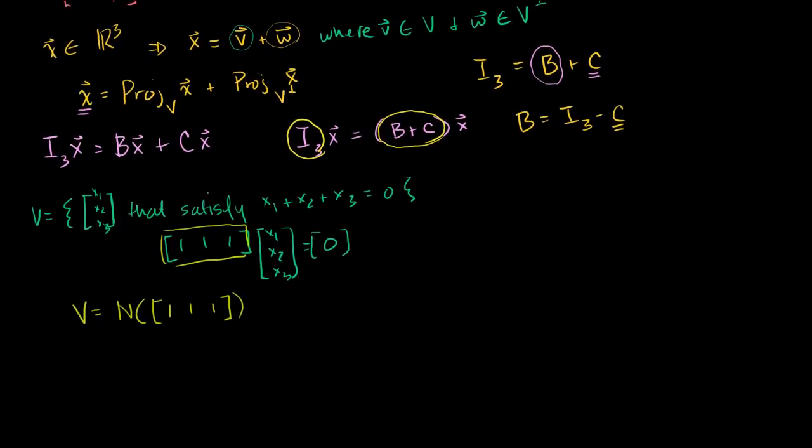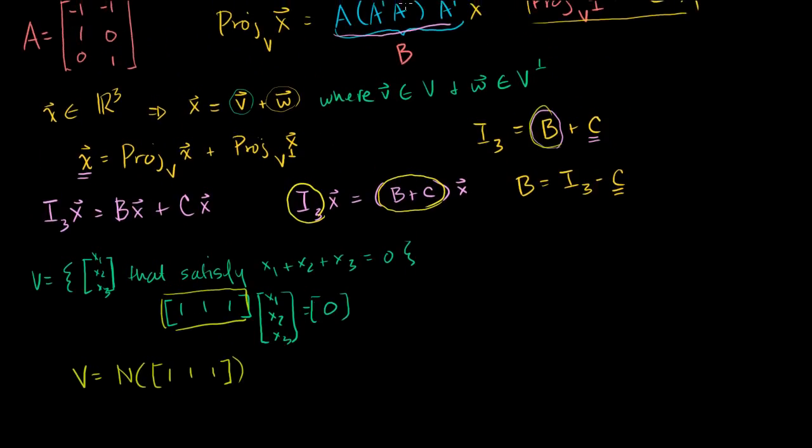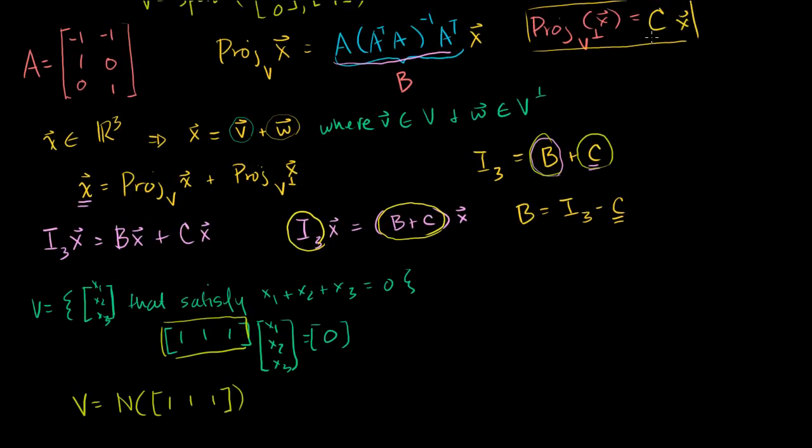Now, we at least had a hunch that maybe we could figure out B straight up by doing all of this A transpose silliness. But our hunch is that if we can figure out the transformation matrix for the orthogonal complement of V, then we can just solve for B, given that the identity matrix minus this guy is going to be equal to B. So let's see if we can figure out the projection matrix.